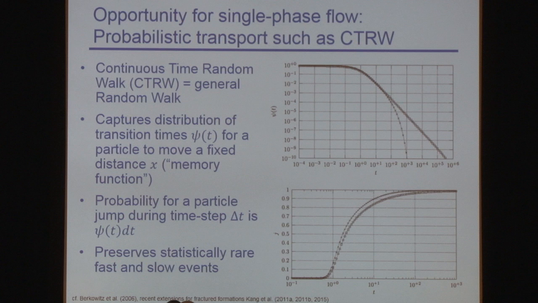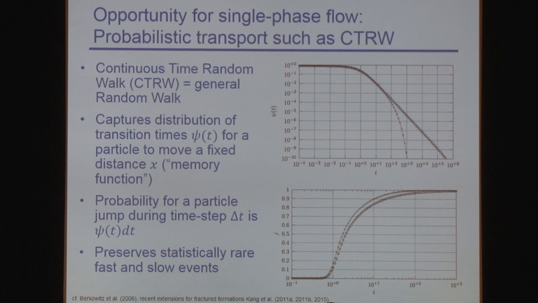For example, we could model these memory functions using a truncated power law with different cutoff times. Subtle changes in these truncated power laws lead to, again, subtle changes in the breakthrough curve, which shows concentration as a function of time. We can also calculate the probability for a particle to jump during time step delta t, which is down here.